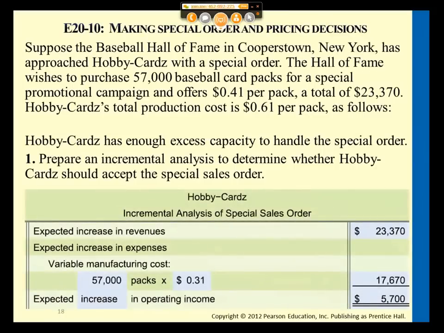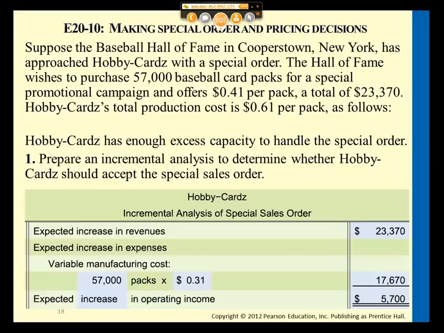Did you get that? So expected increase in revenues, your variable manufacturing cost is the only thing that you need to calculate. And the second thing that you need to do is to understand, is it increase or is it decrease? So what you do, you take 23,370 and you subtract 17,670.